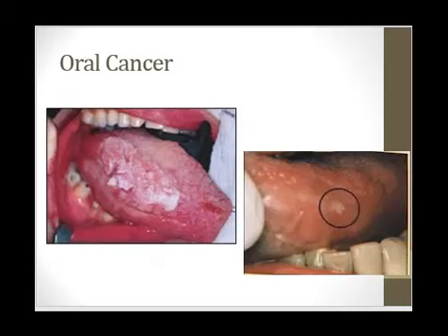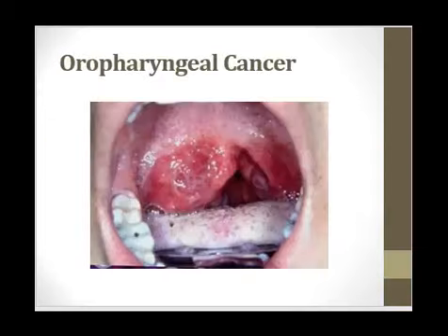And here are some images of oral cancer on the lateral borders of the tongue. And then this is oropharyngeal cancer. So it's usually caused by human papillomavirus, HPV, oral HPV. So the same types of human papillomavirus that infect the genital areas can infect the mouth and throat. And HPV found in the mouth and throat is called oral HPV.